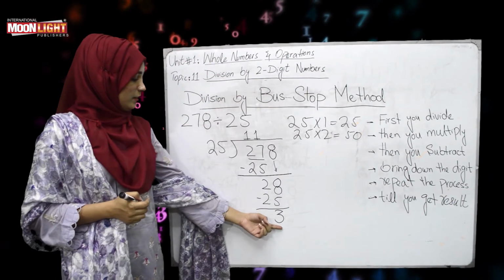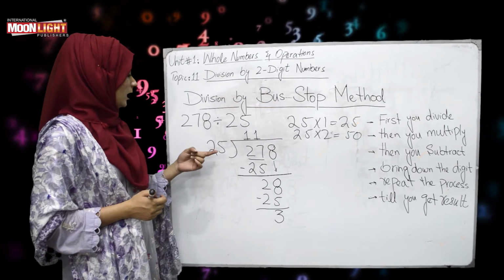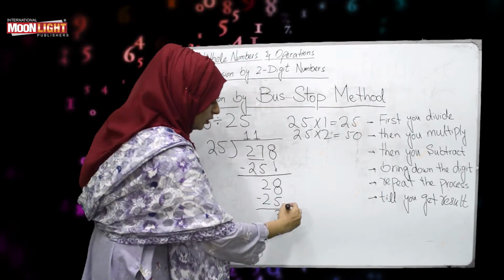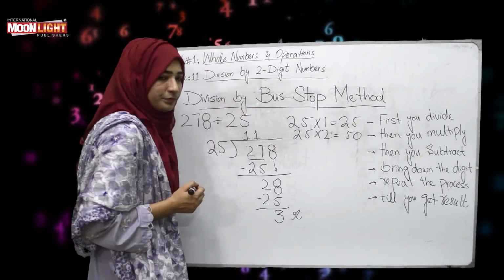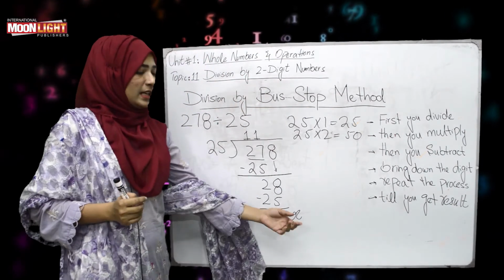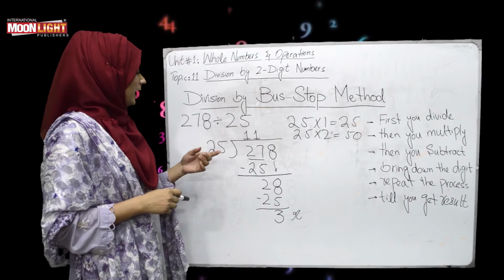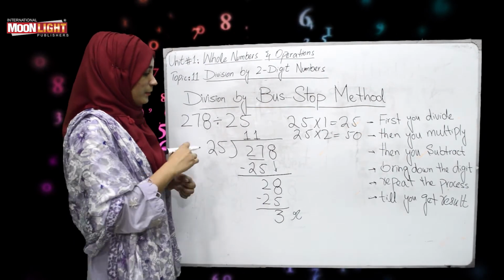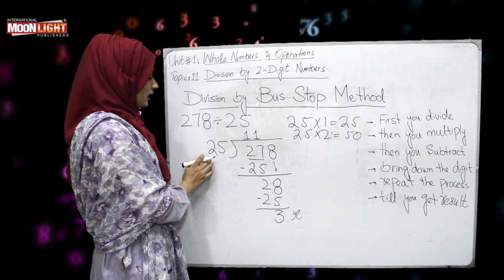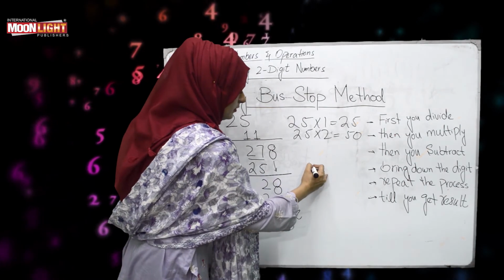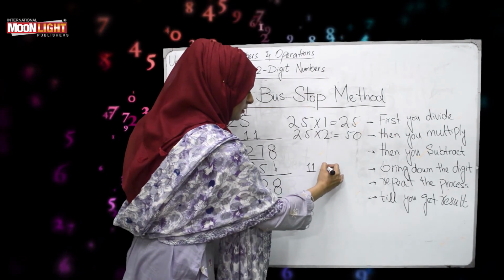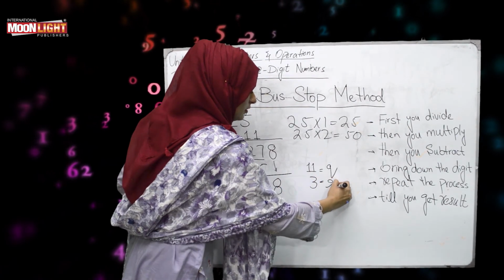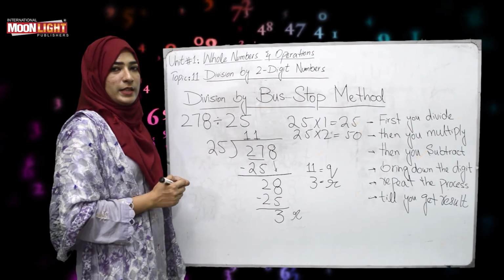Now as you can see, the 3 is much smaller than our divisor, so we cannot divide it anymore. So the 3 is known as remainder. The remainder is a number that is not divided by our divisor. So this question is solved as it is. By this bus stop method we get 11 as our quotient, 3 as our remainder, and 25 as our divisor.